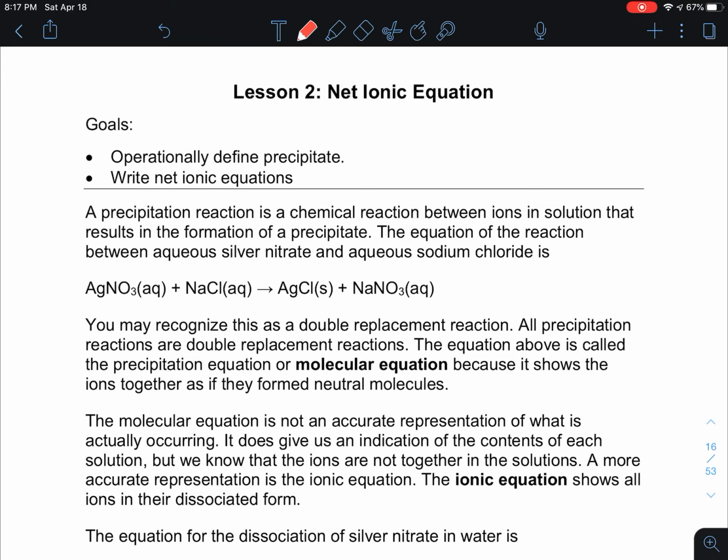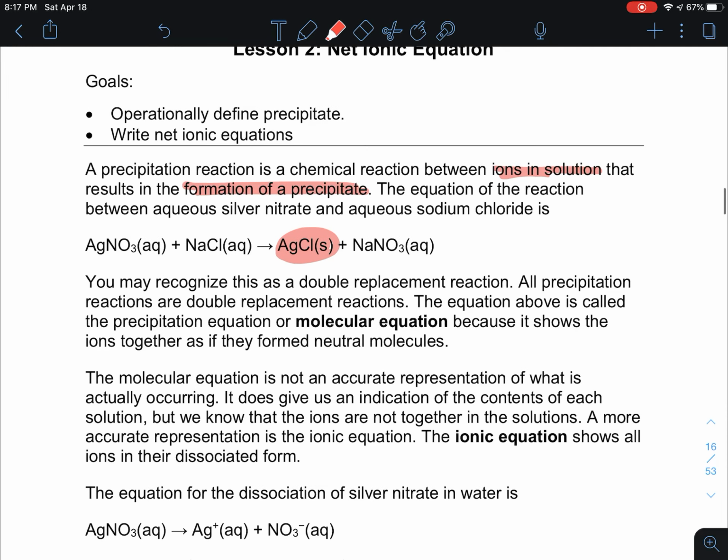A precipitation reaction is a chemical reaction between ions in solution that results in the formation of a precipitate. The equation of the reaction between aqueous silver nitrate and aqueous sodium chloride is as follows and forms silver chloride. We may recognize this as a double replacement reaction. All precipitation reactions are double replacement reactions.